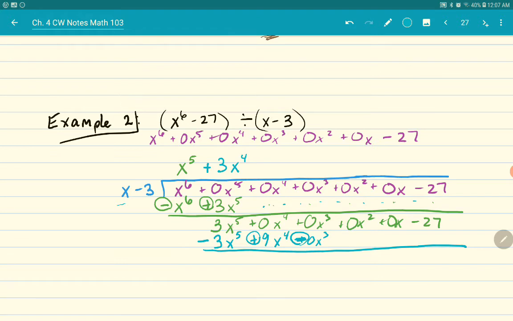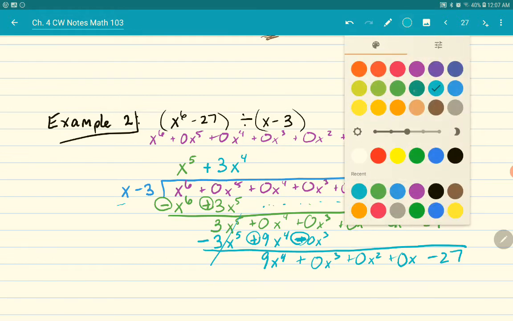Okay, so then 3x to the fifth minus 3x to the fifth, those better cancel. If they don't cancel, I did something wrong, but they do, so yay. And then 0x to the fourth plus 9 gives me 9x to the fourth. And 0 minus 0 gives me nothing. So I have a 0 for the third term, the squared term, the linear term, and the constant is negative 27. All right, let's do that again.